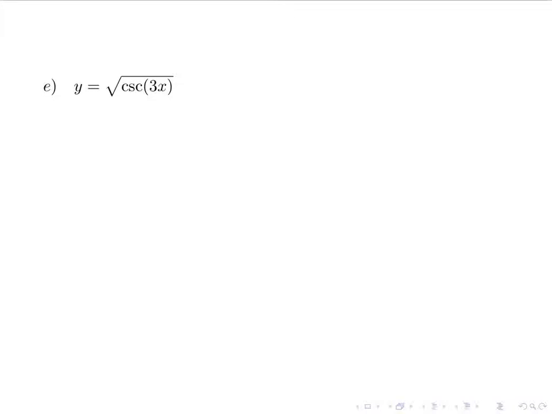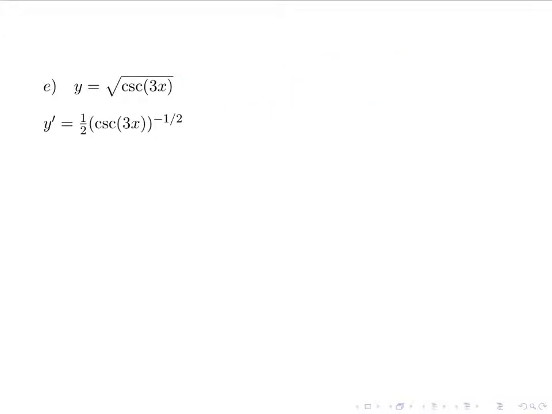So now we've got y equals the square root of cosecant of 3x. So I've got a function being raised to a power. Remember that this is the same as cosecant of 3x to the 1/2. Right, the square root is to the power of 1/2. So that when I start and I've got a u to the 1/2, I bring down the 1/2, raise my function to the negative 1/2, and then start multiplying by the derivative of my inside function.